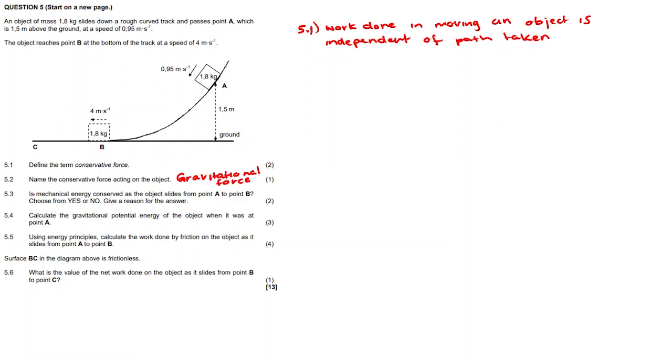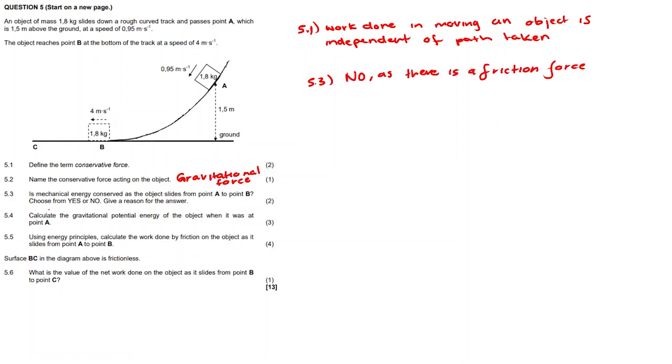Question 5.3. Is mechanical energy conserved as the object slides from point A to point B? Choose from yes or no, give a reason for your answer. As they say in the question, it is a rough curved track. Therefore, mechanical energy is not conserved as there is a friction force present.